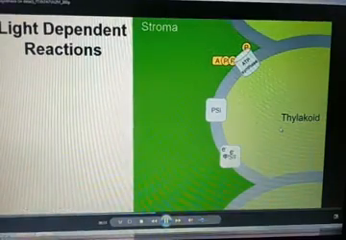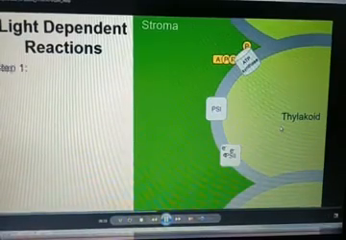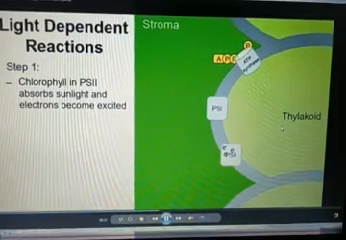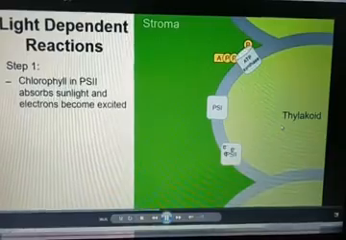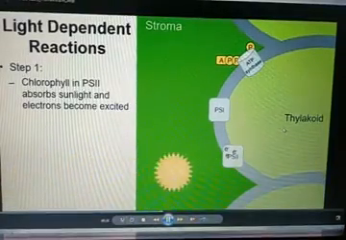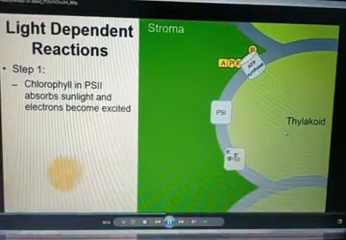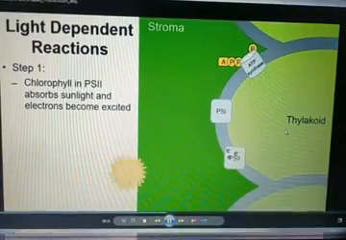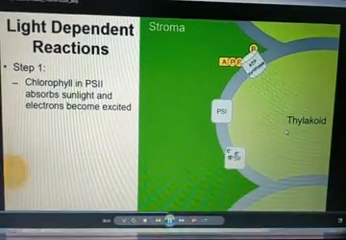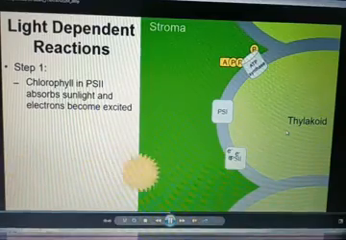Now let us look towards here in the diagram. In the light-dependent reaction, step number 1 goes like this. Chlorophyll in photosystem 2 will absorb sunlight. Even though it is called photosystem 2, because it was discovered after photosystem 1, it is the photosystem which first absorbs the sunlight and from which the electrons are released.